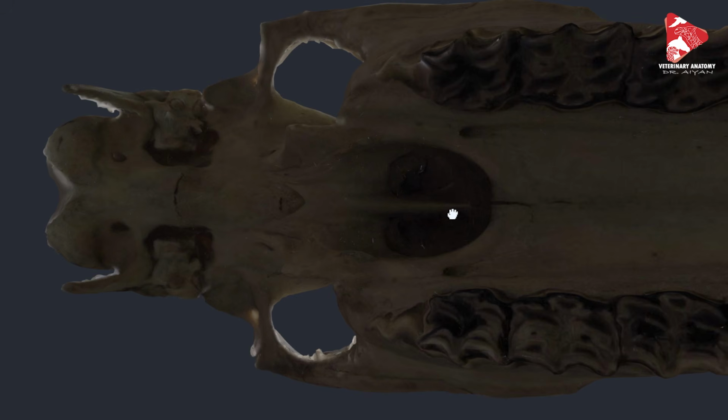Now we will put the skull in different views and try to mention not only the bones, but the projections, foramens, everything important that we should know about the skull in different views.